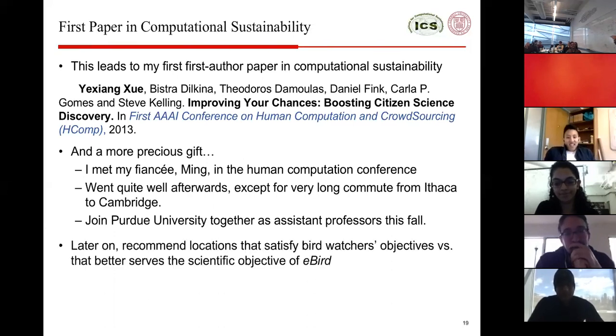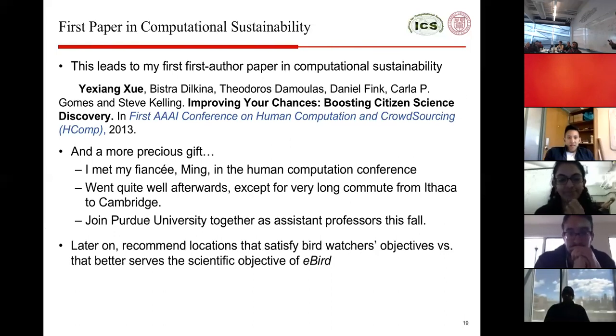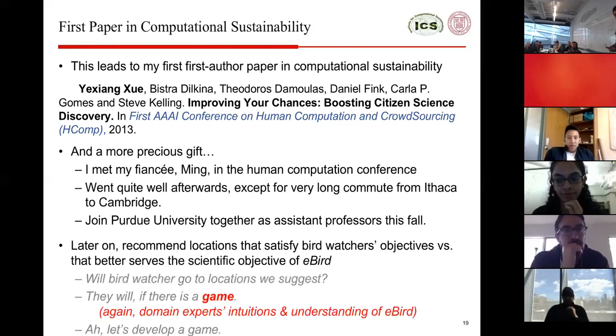Okay, later on, back to research. We had already done a paper that recommends locations to satisfy bird watchers' objectives. But we have scientific objectives for eBird. Can we also develop another app that recommends people to those locations where observations are most needed in terms of addressing the scientific goals of eBird? That was really how the Avicaching game came about.